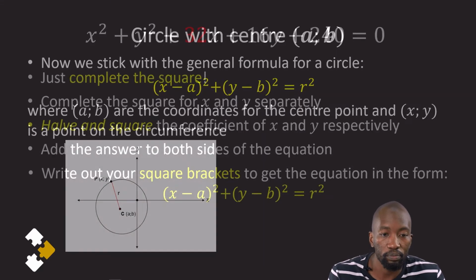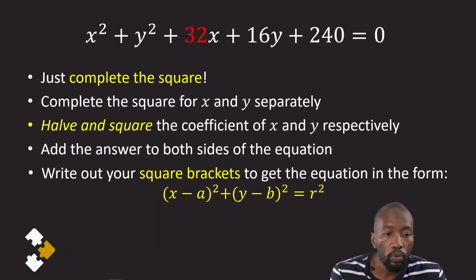Now let's carry on. Let's look at that formula. If it's a formula like this, we need to complete the square in order to get it in the form (x minus a) squared plus (y minus b) squared is equal to r squared. We need to complete that square, but we have to do it separately for x and y. So we'll group these together, and then we'll group this together with that to complete the square.